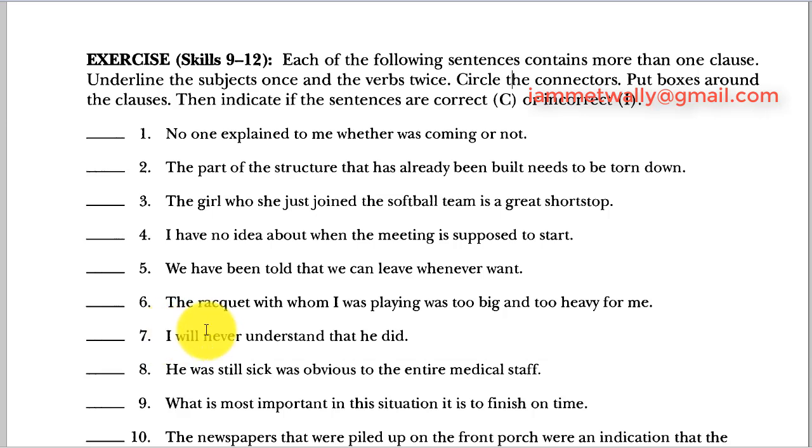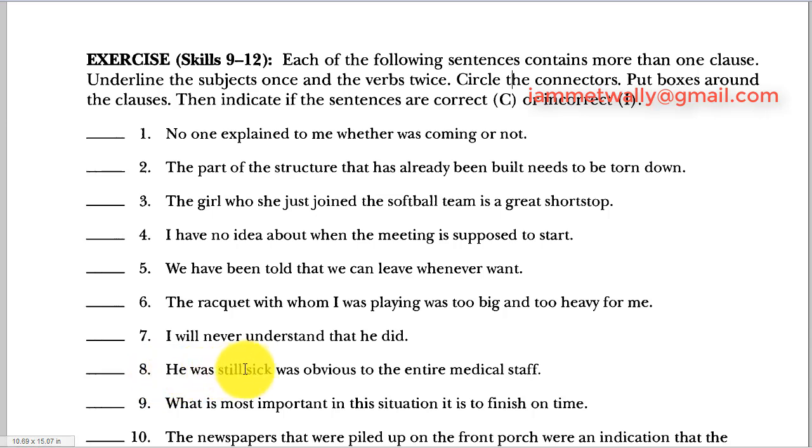7. I will never understand that he did. I is the subject, will never understand is the verb. That is a connector, he is the subject, and did is the verb. That he did is the noun clause working as the object of the verb understand. The problem here is that the connector that is wrong. I should have used what. So this sentence is incorrect because the connector is wrong.